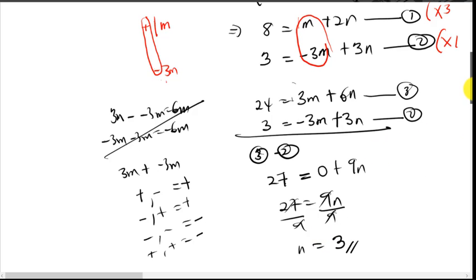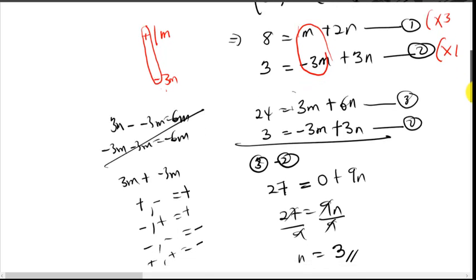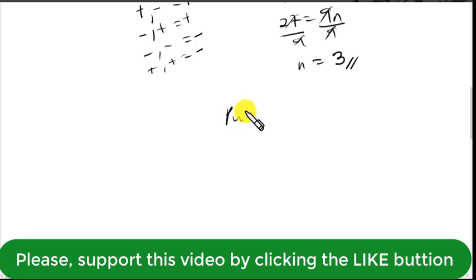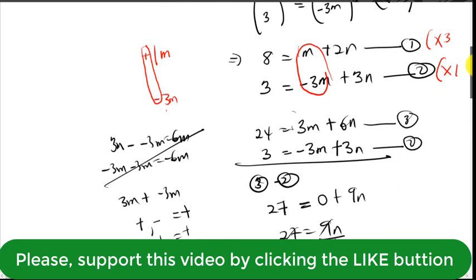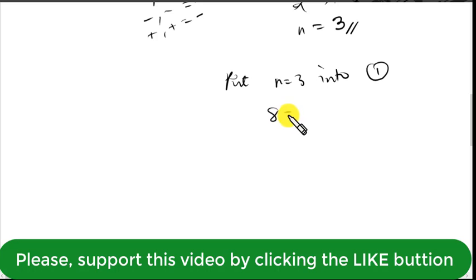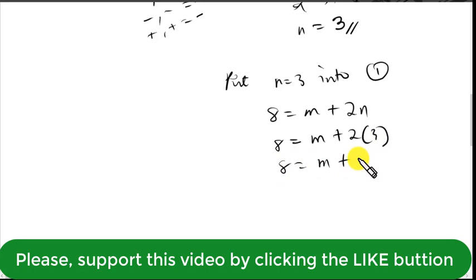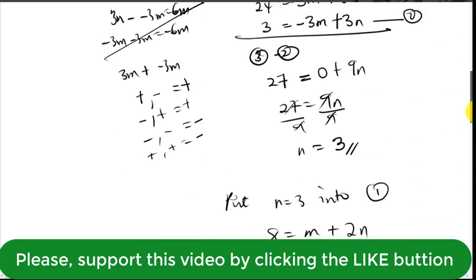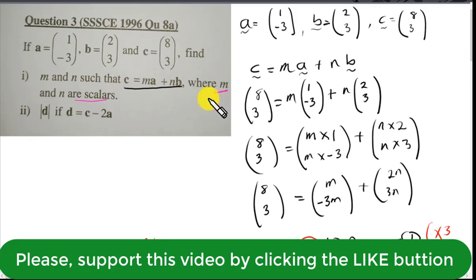Now I can put the value of n into any of the equations. I'm picking equation 1, so I'll put n equals 3 into equation 1, and equation 1 says 8 equals m plus 2n. So if n is 3, we have 8 equals m plus 2 times 3, which is 6. You make m the subject and you get 8 minus 6, so m is equal to 2. So the values of m and n are m is 2 and n is 3. We have been able to find the values of m and n here, and that was pretty simple.